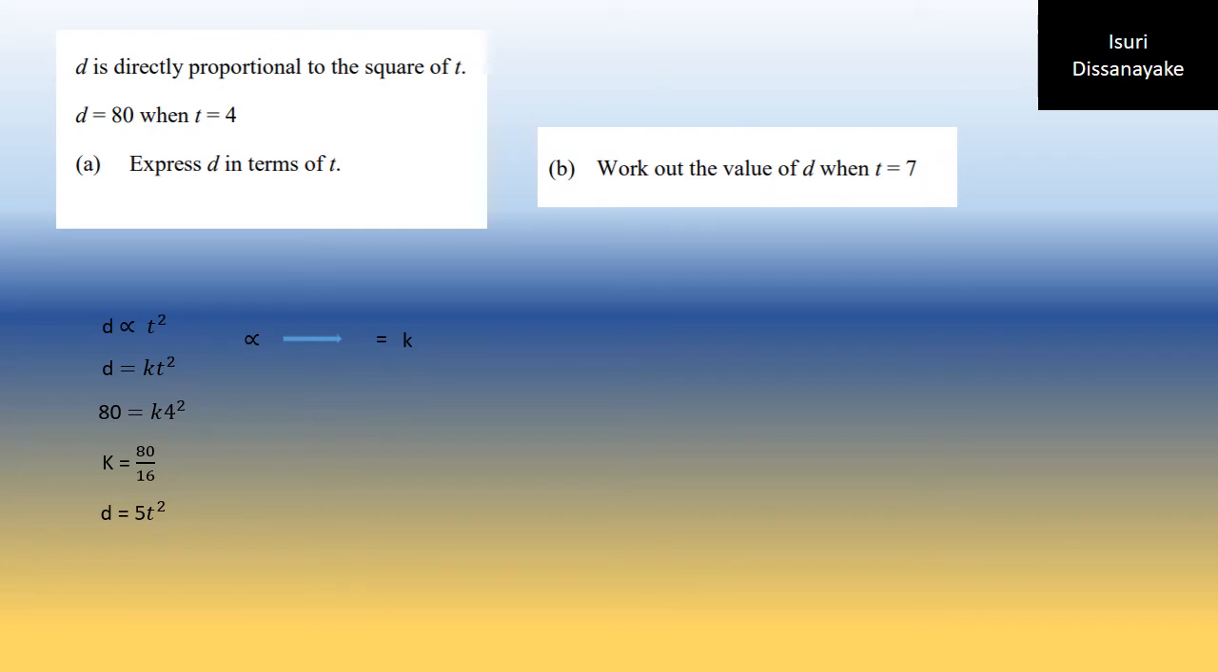Part B, work out the value of D when t equals 7. So you're going to substitute 7 into the equation. D equals 5t squared. So it's 5 times t squared, which is 49. So we have 49 times 5, which is 245.